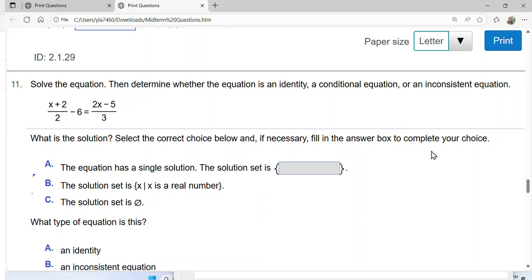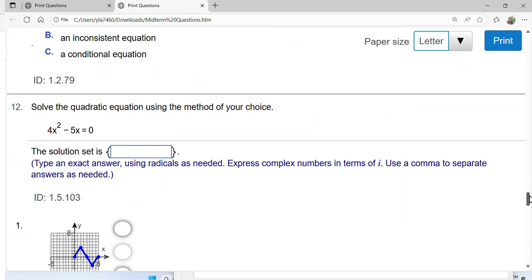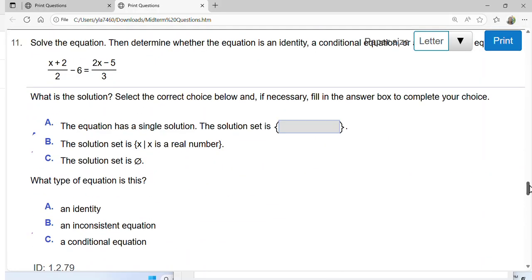Any question about this one? So the fraction, if you do not like a fraction, you can always get rid of the fraction, okay? And this fraction's denominators are 2 and 3, so x can be any real number, all right? So you don't have to consider the domain here.